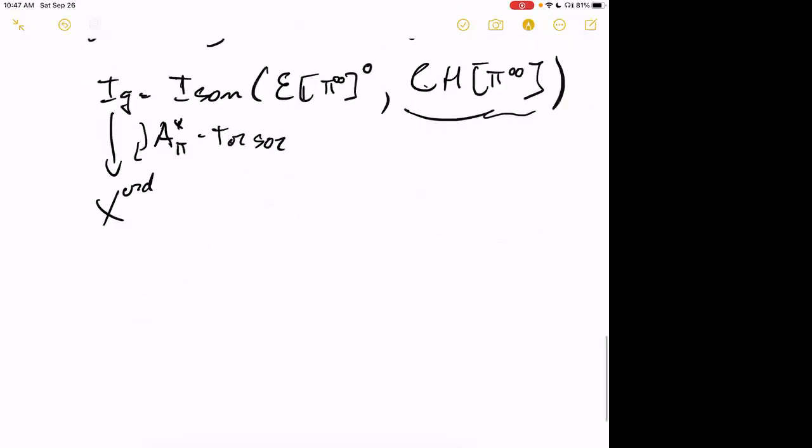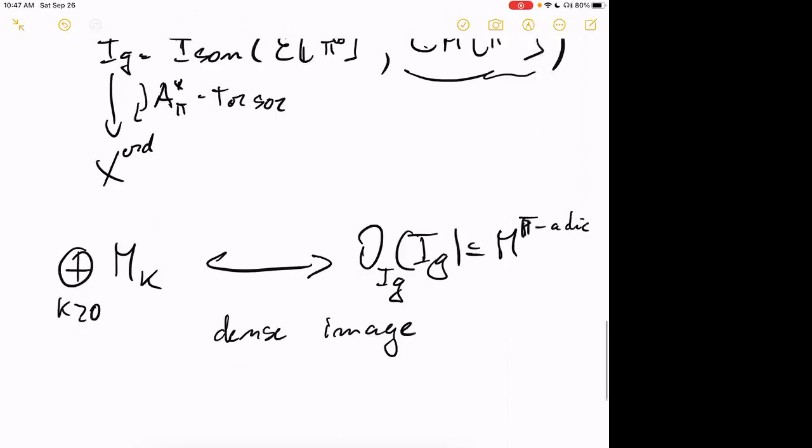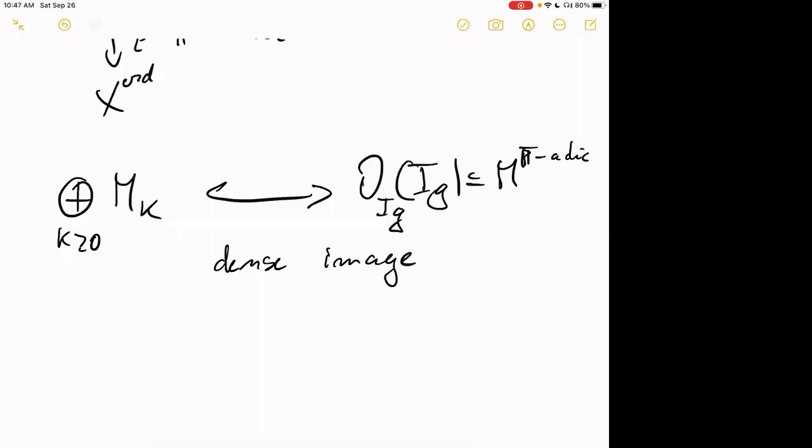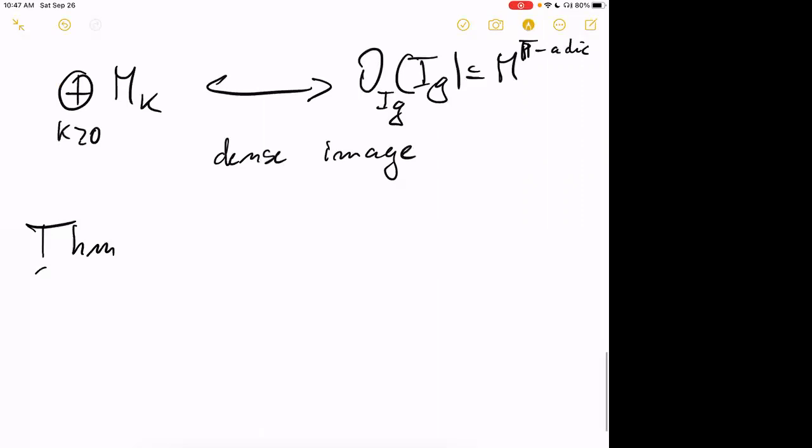And the nice thing is that I can consider the direct sum of M_k over all k greater or equal than 0. This embeds inside the functions of the Igusa tower, which I'm just going to call M pi-adic. And it has dense image. So I've created a space of pi-adic Drinfeld modular forms where classical modular forms embed and where they are dense. Okay, and so now the trick to do the theory is, well, let me state the theorem first, which is with Mark Huber.